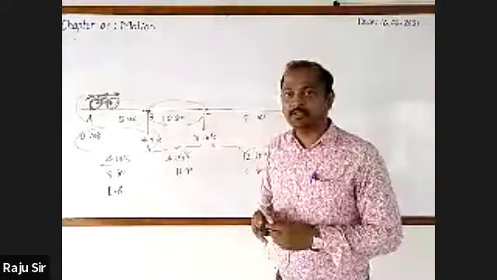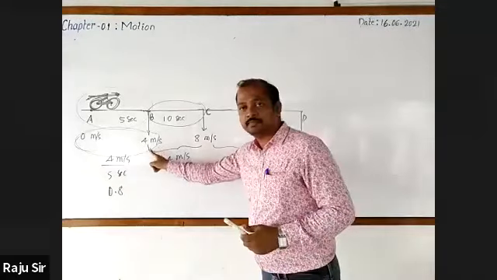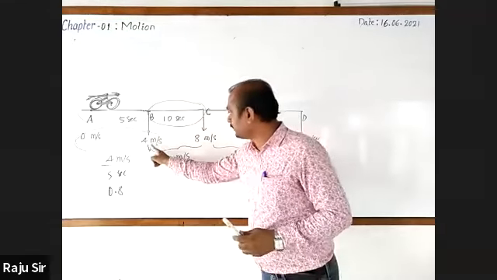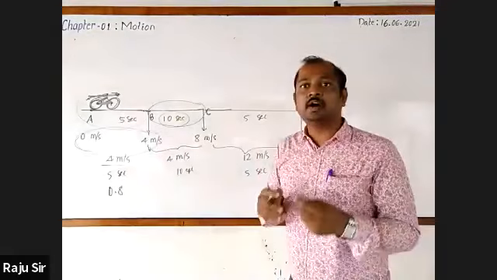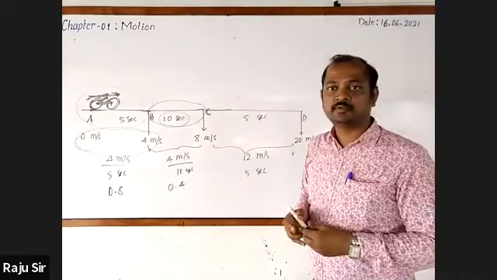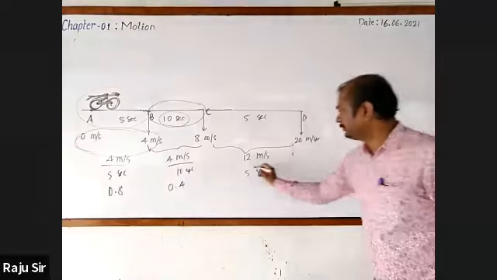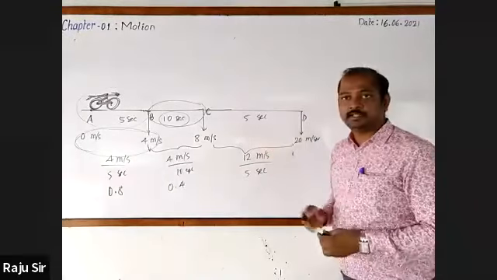0.8. Just look at it: to change the velocity from 4 meter per second to 8 meter per second, it has taken 10 seconds. In 1 second, how much has it changed? 0.4. Now, in the third case, the change in velocity is 12 meter per second, and the change per second is 2.4. Got it?